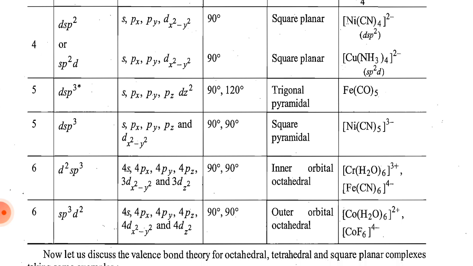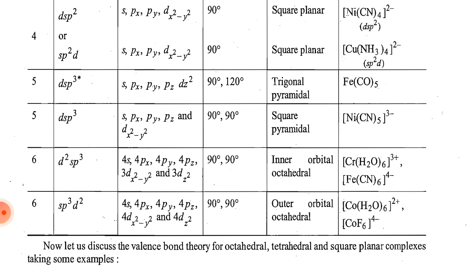Coordination number 4, hybridization is dsp2 or sp2d. Orbitals involved are s, px, py, dx2-y2 (or s, px, py, dxy). Bond angle is 90 degrees. Geometry is square planar. Ni(CN)4 2 minus is dsp2, Cu(NH3)4 2 plus is sp2d.